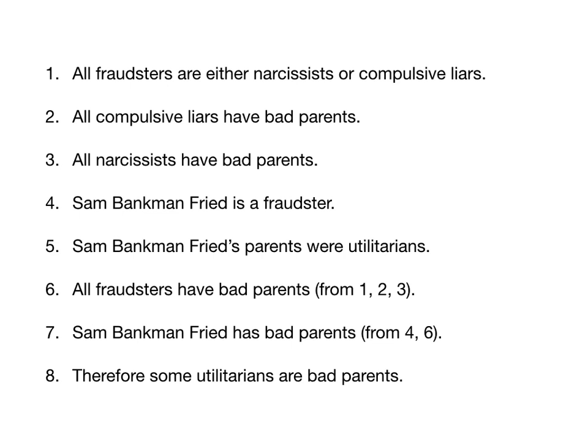One more step. We don't need to add anything, but we do need to show what premises justify our conclusion. Think about it for a second. Which ones are those? Look at the ones that mention utilitarians and bad parents. Connect those two together. How might it work? If he's a utilitarian and he had bad parents and his parents were utilitarians, then at least some utilitarians are bad parents, right?